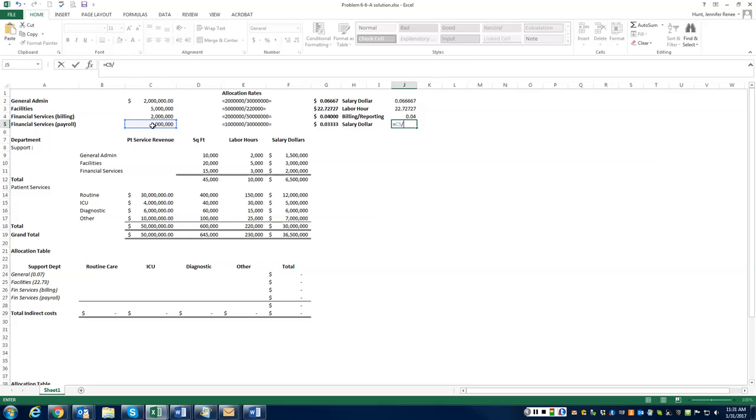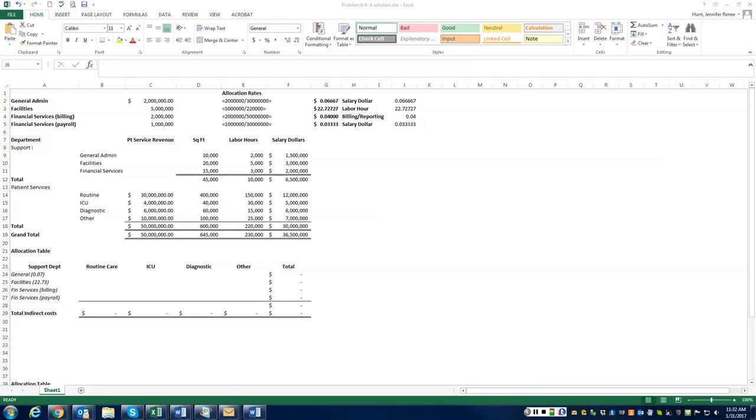So if you think about payroll and personnel management, you look at our categories in terms of patient service revenue, square feet, labor hours, and salary dollars. The one that would make the most sense to use here would be salary dollars, since we're talking about payroll and personnel management. So we'll go down, grab the total amount for salary dollars, put that in, and we'll get 0.033 for our salary dollar allocation rate.